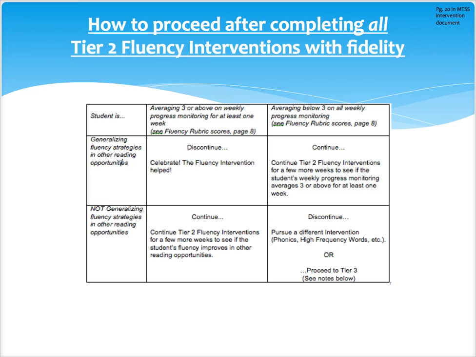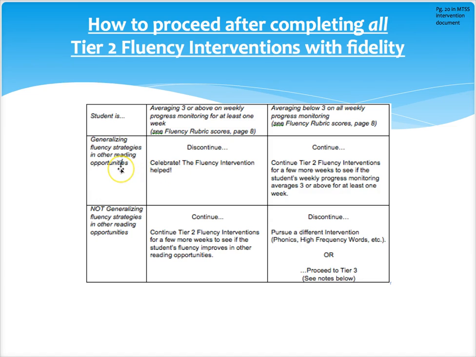And here's how to proceed after you complete all the Tier 2 interventions with fidelity. So let's say that the student is generalizing fluency strategies in other reading opportunities, and they're averaging a 3 or above on that fluency rubric in all of those 4 elements. Then you're going to discontinue this intervention. Celebrate the fluency intervention has helped the student improve in their reading.